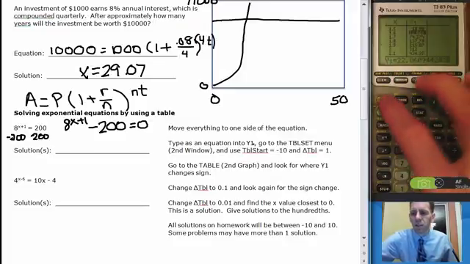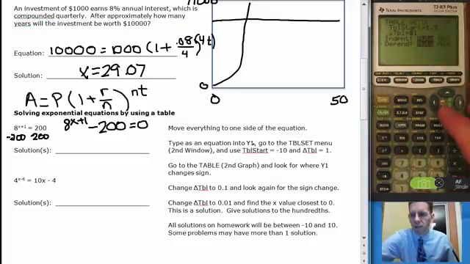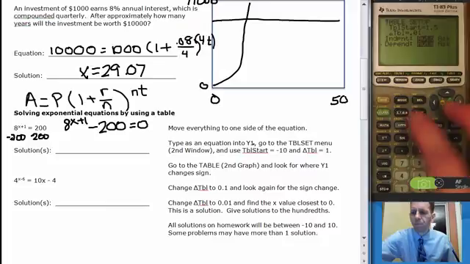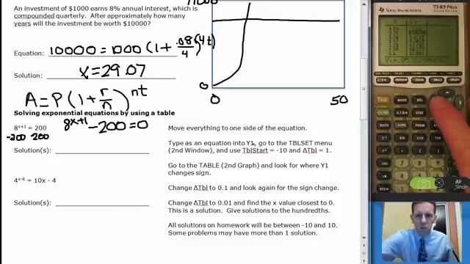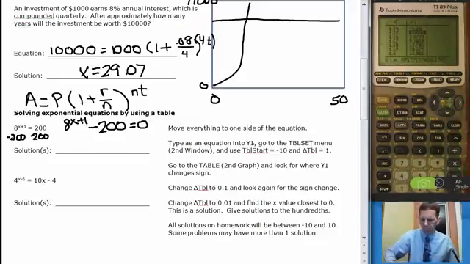For the last time, I'm going to go to second window. I'm going to change my delta table to 0.01. Hit second graph. And first of all, it changes from a negative to a positive, going from 1.54 to 1.55. The number that's closest to 0 is the number I'm going to choose, which is 1.55. I'm going to write that down as my solution.